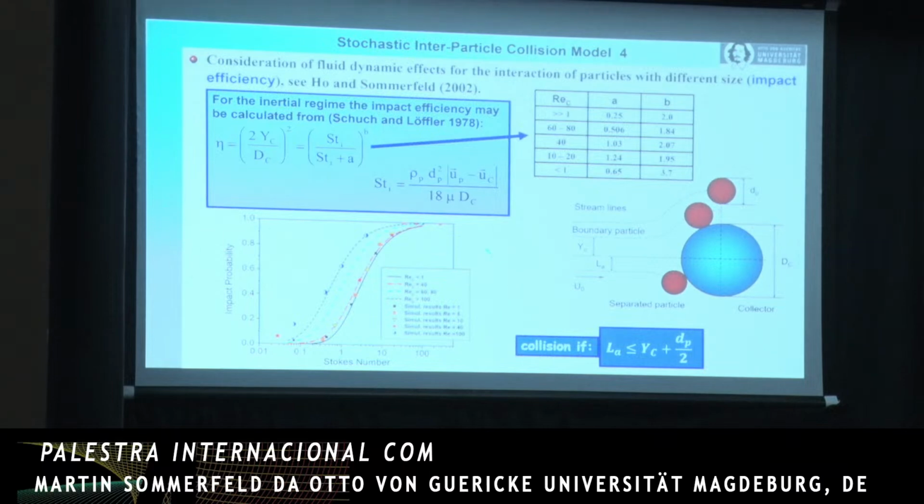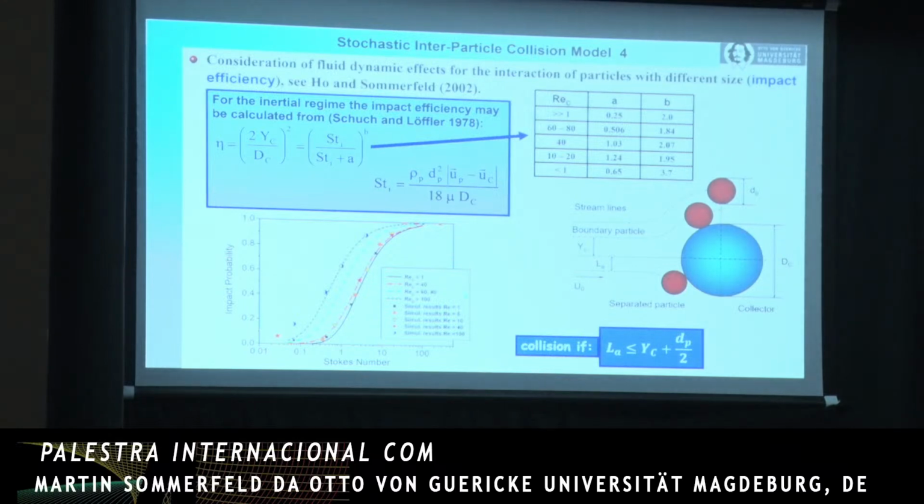So the curves for this impact probability or efficiency have been provided for a range of collector Reynolds numbers. And you see here a small collector Reynolds number, large collector Reynolds number. There is a difference. For large collector Reynolds numbers, you have a higher impact efficiency than for small ones, because then the inertia effect is more important. And this is only valid for inertial effects. Diffusion effects are not valid.